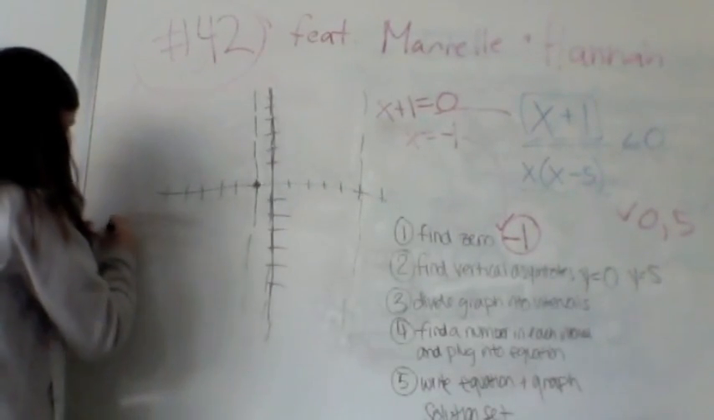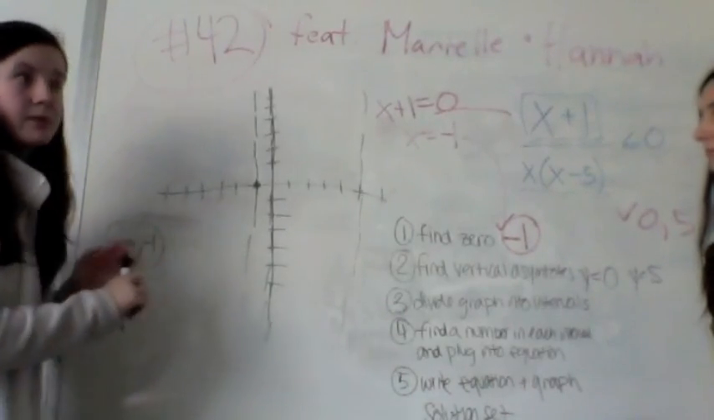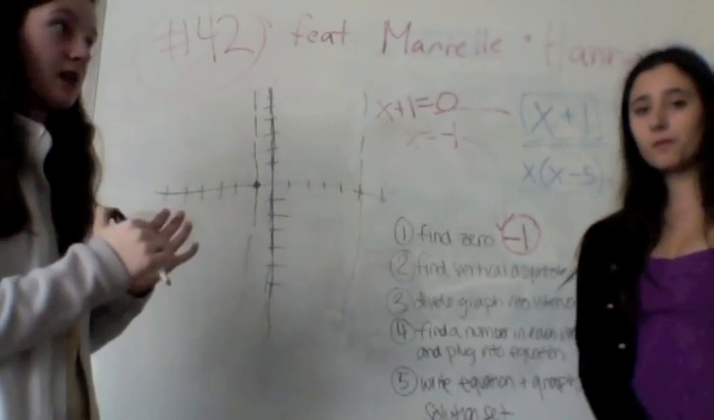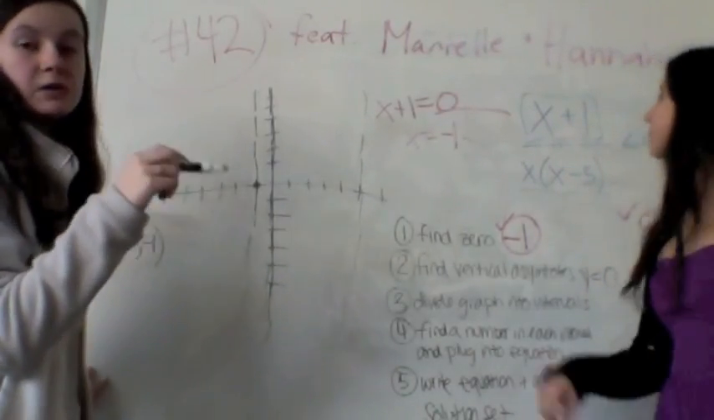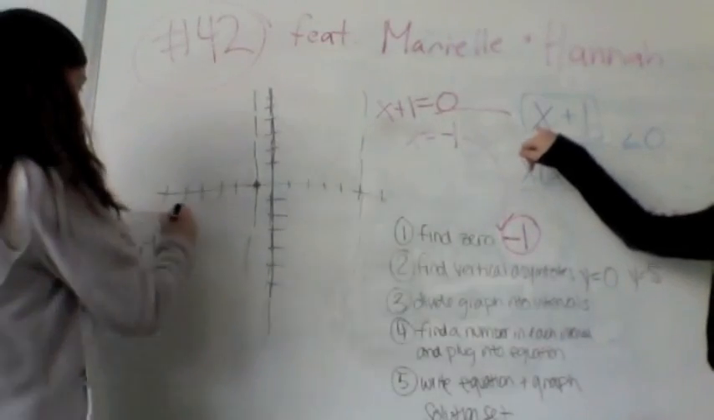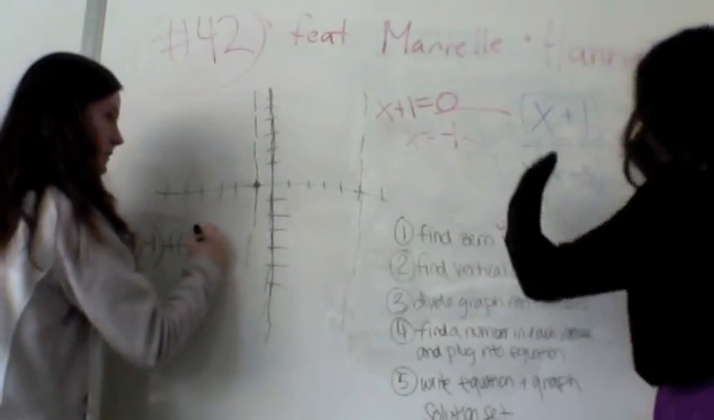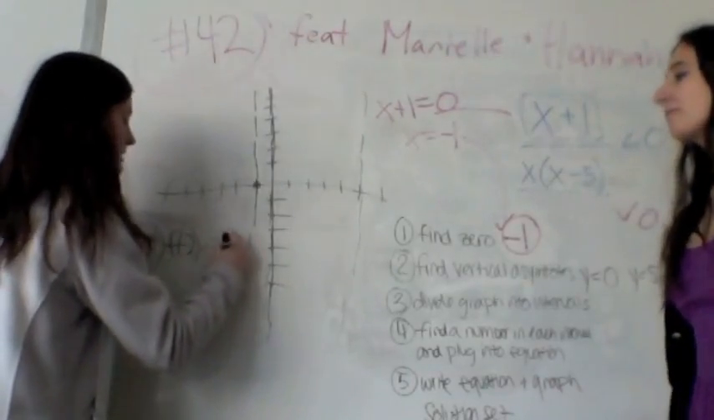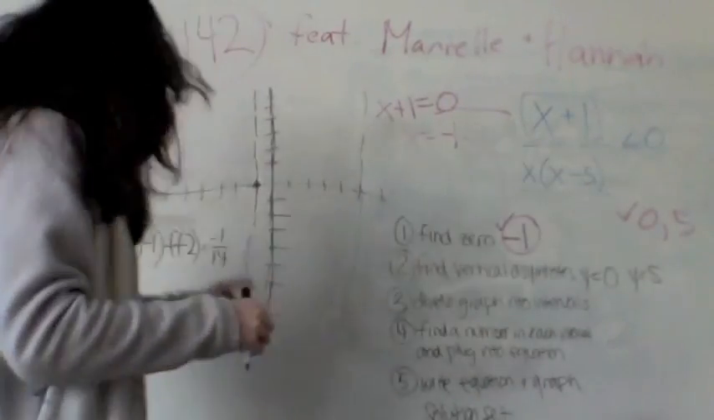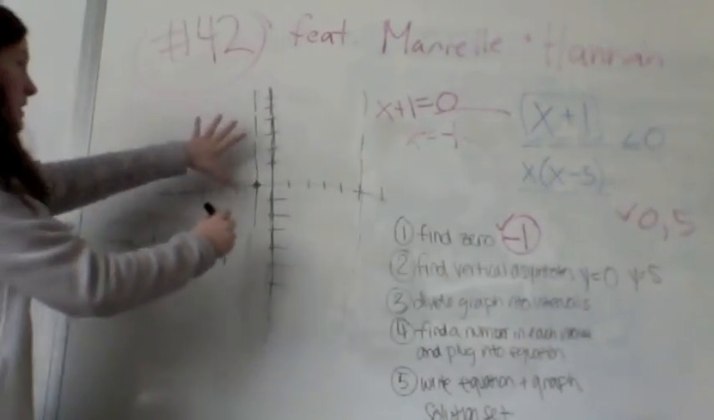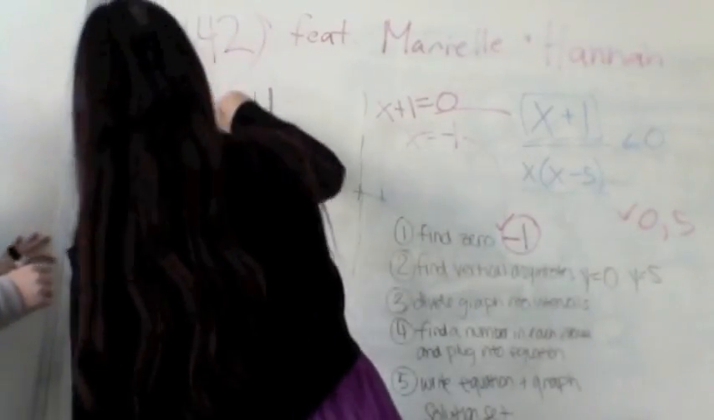We're going to start with negative infinity, comma, negative 1. We're going to test f of negative 2. You plug negative 2 into this equation, and we get f of negative 2 equals negative 1/14. We can see that negative 1/14 is in fact less than 0, so we know that this interval makes the inequality true. We'll write a little check so we know that.